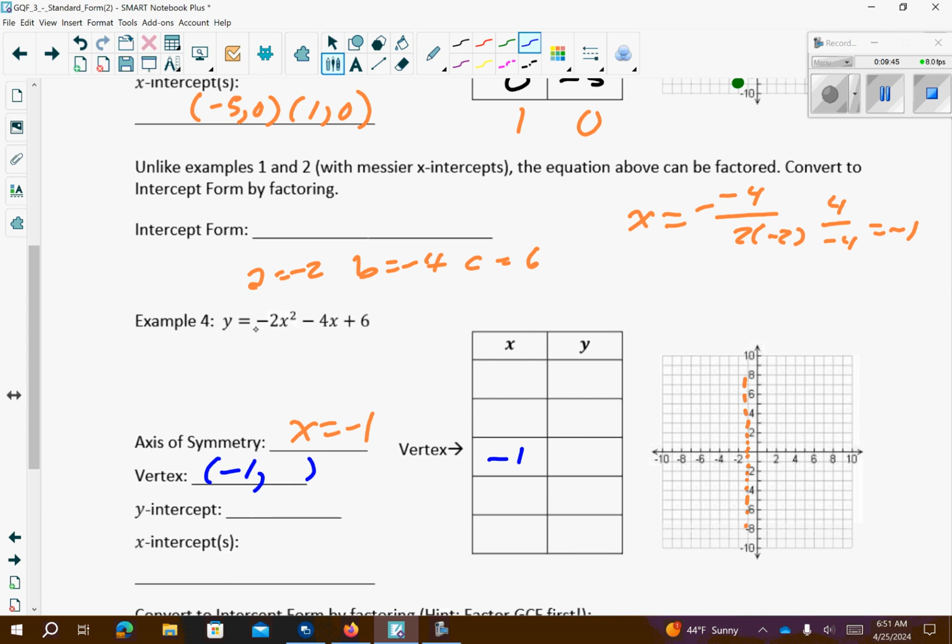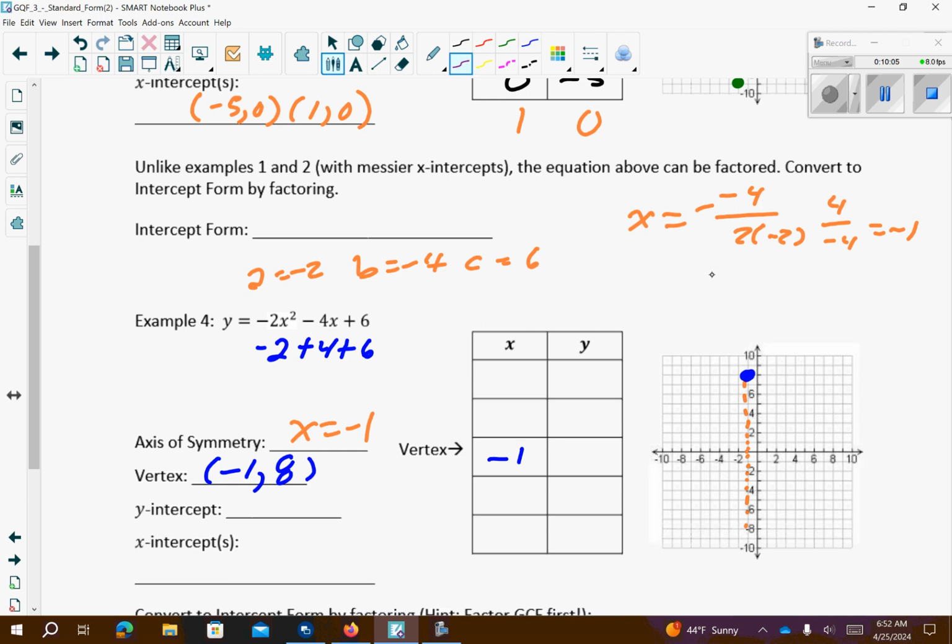Take -1, plug it in. -1 squared is 1. -2 times 1 is -2. -4 times -1 is +4 plus 6. So -2 plus 4 is 2. 2 plus 6 is 8. So I get -1, 8.